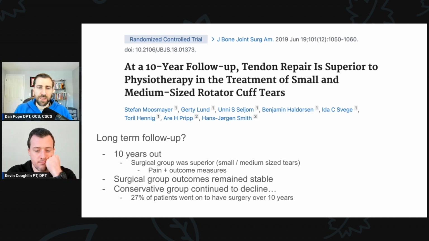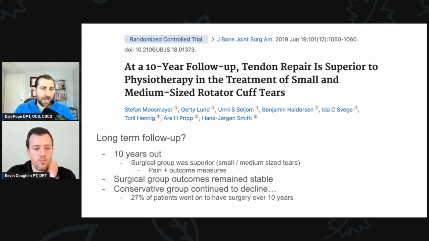And then in the conservative group, the outcomes continued to decline. So over the course of time, pain got worse, as well as outcome measures. And a decent chunk of patients went on to get surgery. So 27% of patients went on to have surgery over the course of 10 years, right? So to your earlier point, it seems like if patients are having pain and want to go on to get surgery, great, that's fine, they can. But I think the issue there is, will their outcome be as good because they waited longer, as opposed to just getting it from the outset, like the first group seemed to do pretty well.